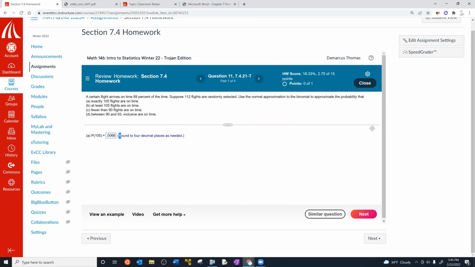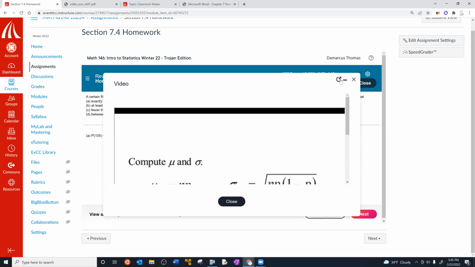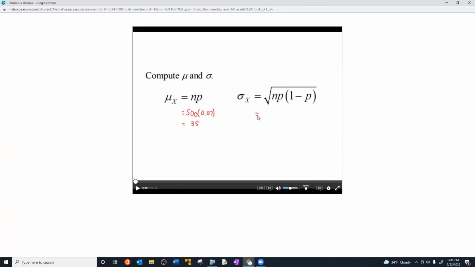Oh, wait, maybe, can we even use the normal to approximate it? N times 0.89, yeah, it's going to be more than 10. This problem has video support. But, I mean, that's not the problem. The problem is, how are we actually doing it? I think we know what to do. It's just not accepting it. It's the problem. But I'll play the video.